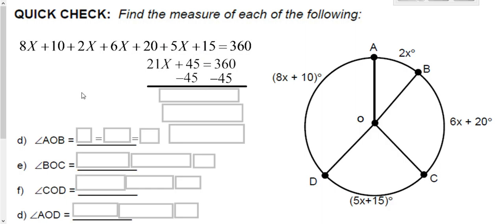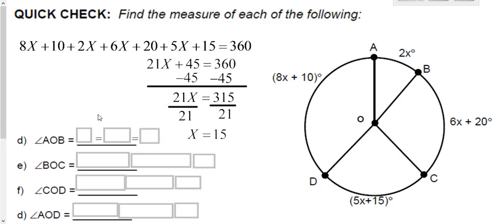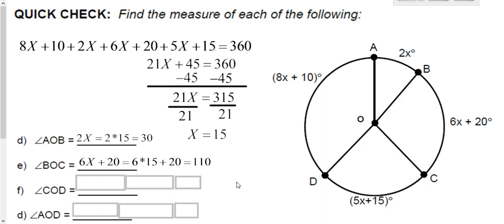Subtract the 45 from both sides, and I get 21x equals 315. Divide by 21, and I've got x equals 15. So now we can go around and answer these angle problems. AOB equals the same as this arc, which is 2x, or 2 times 15, which is 30. BOC is 6x plus 20, or 6 times 15 plus 20, which I got 110.